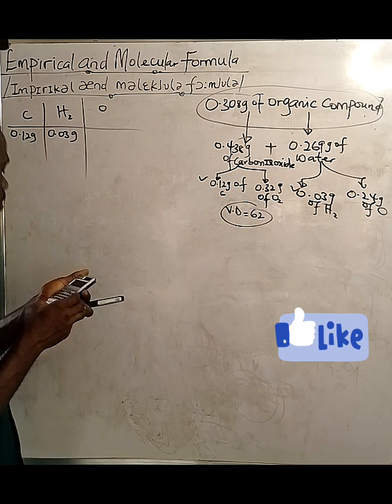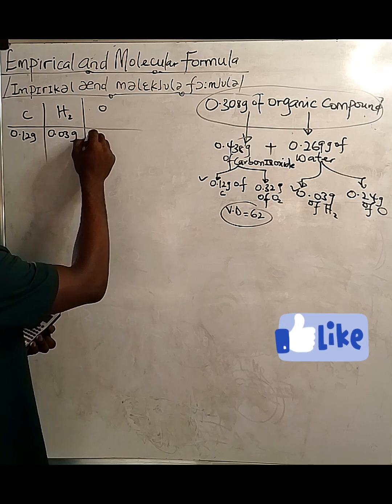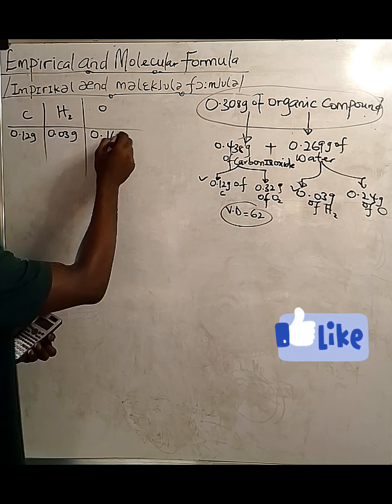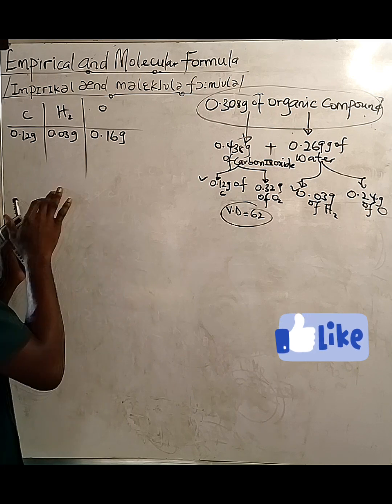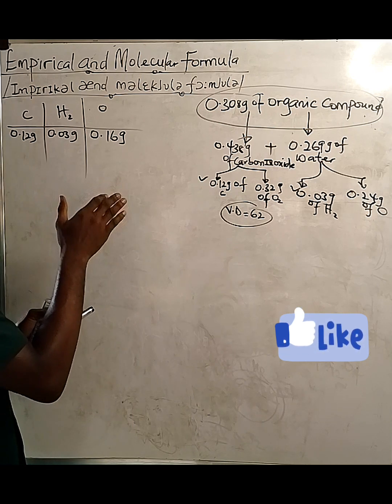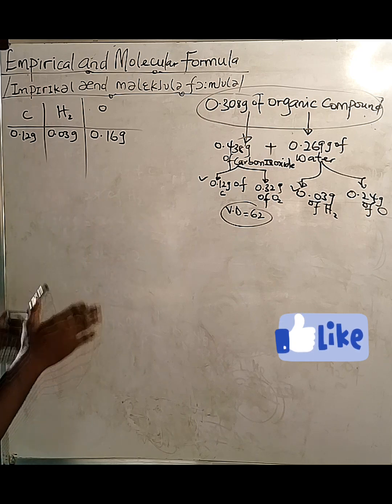So what do we have? That will be 0.158, approximately 0.16 gram of oxygen. So we have everything we need already. By the time you sum up all this, you end up with about, I think, 0.31 gram approximately. So we are ready, we're good to go.